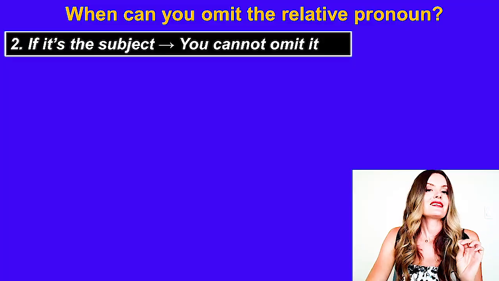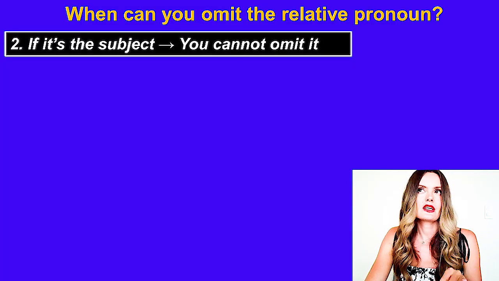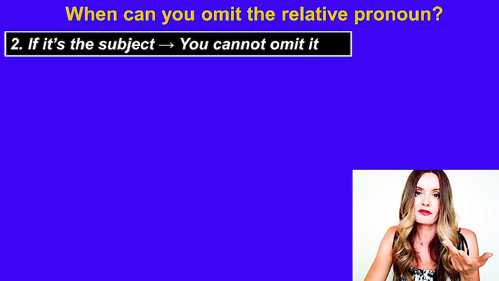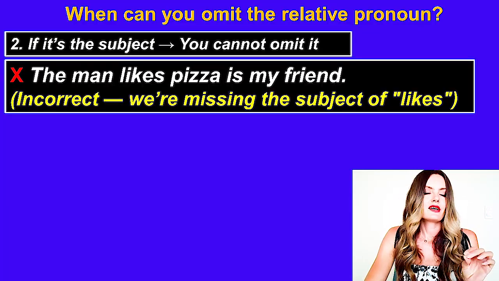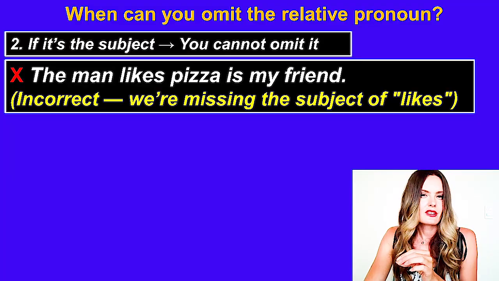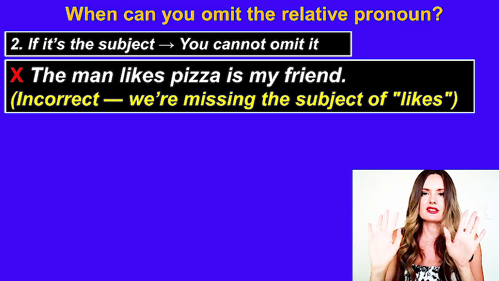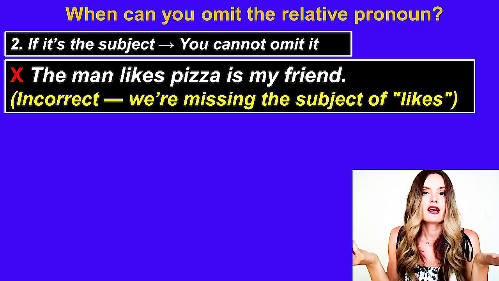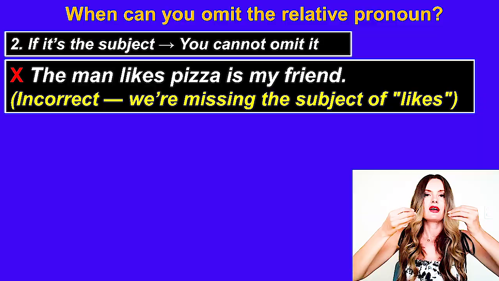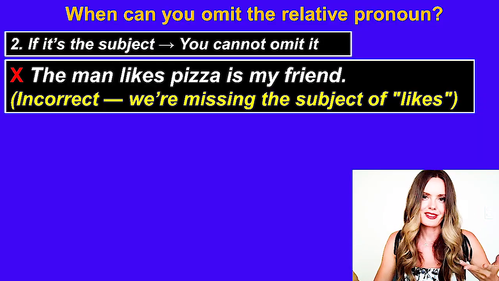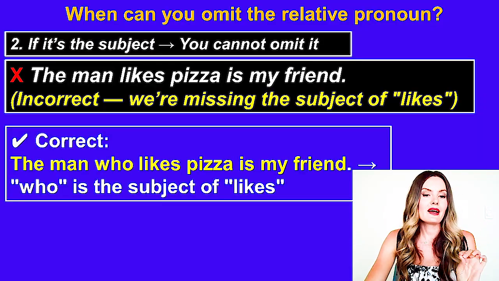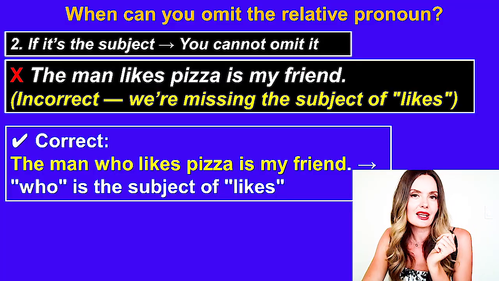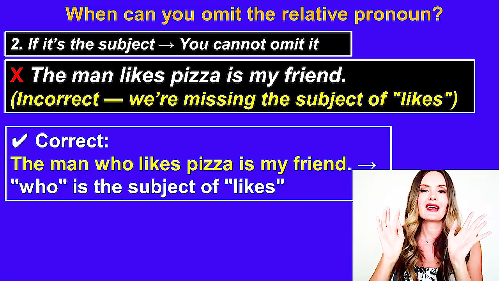Now, if it's the subject, you cannot omit it. You cannot omit the relative pronoun if this is the subject of a sentence, of the clause. For example, the man likes pizza is my friend. It's not correct. You cannot say like that because we are missing the subject of likes, right? And in English language, you cannot have a sentence without the subject. So the correct way to say, the man who likes pizza is my friend. Who is the subject of likes. We cannot omit who in this sentence.